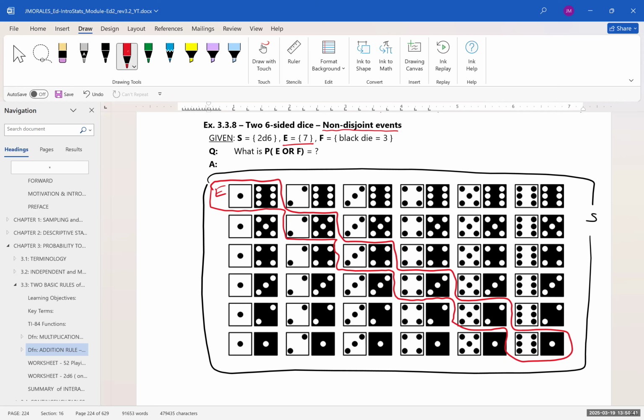There we go. And event F is where the black die is a 3. So where the black die is a 3, it's right across here. All right, and what you should notice is that now we do have an overlap. It's on this outcome right here, where the white is 4 and the black die is 3. So now we're trying to calculate the probability of E or F.